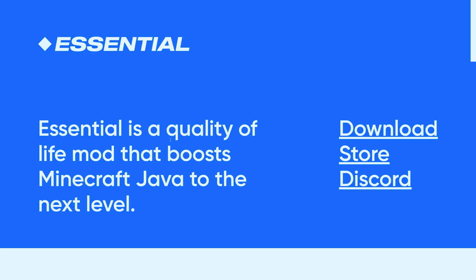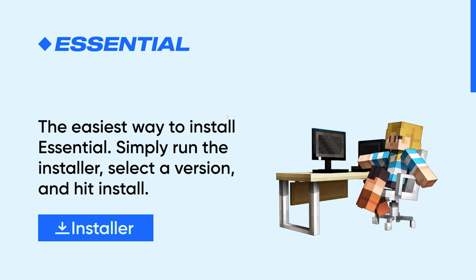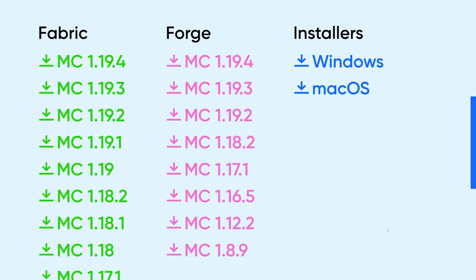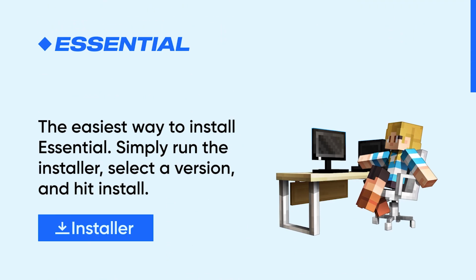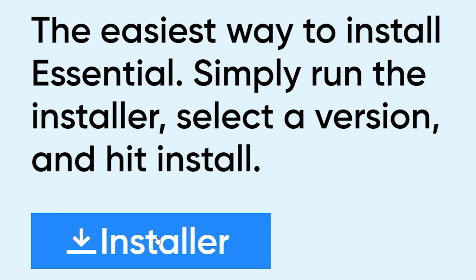So what we're gonna do is scroll all the way back up again and click on download. After that, you got a few options. You can either go for the installer, which will be the easiest by far, or if you're already running a mod loader, you can install the mod for that specific mod loader, so either Fabric or Forge. Now I'm just gonna show you the easy way. Let's go for the installer.